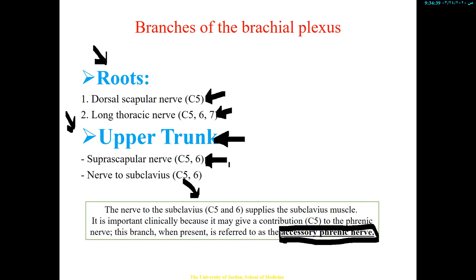The suprascapular nerve also, we discussed that nerve. It supplies two important muscles in the scapular region: the supraspinatus and infraspinatus muscles.